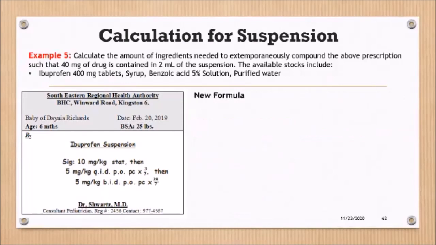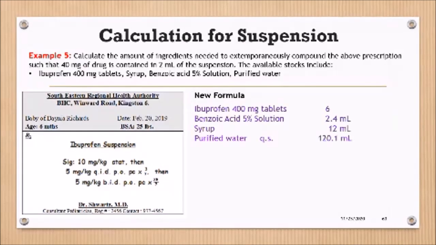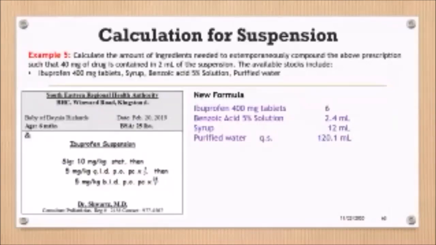All right? Do we calculate for water? Nay, I say. We do not calculate for water because water is a vehicle and we are adding a sufficient amount of water until we reach 120. So your ibuprofen 400 milligram tablets, you're going to be using 6 of them. Benzoic acid 5% solution, because if you use a pure benzoic acid powder, you use a stock solution that will furnish you the benzoic acid that you need in the final formulation, will be 2.4, syrup will be 12, and of course purified water adds up to a final volume of 120 mL.